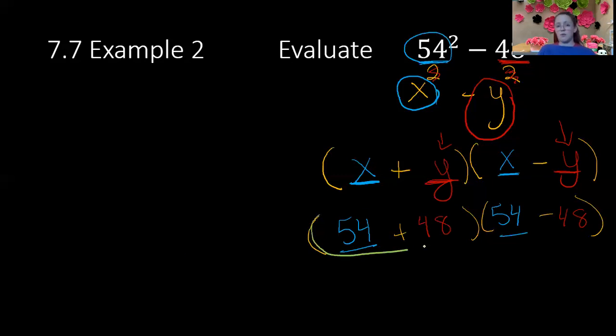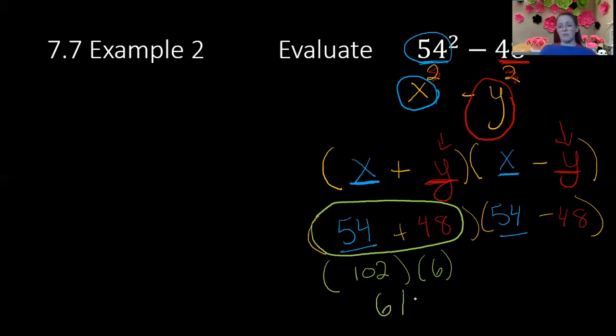So now we're going to have 54 plus 48. That's a lot easier to put into our calculator and not get it messed up. So pull out your calculator, type that in. We have 54 plus 48, and that's going to give us 102. And then we're going to have 54 minus 48 as our other term. So now we have 102 times 6. That's a lot easier to put in our calculator and get right. So what we're going to wind up with is a final answer of 612.